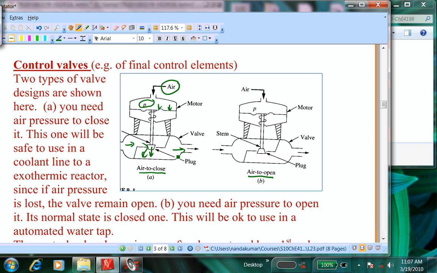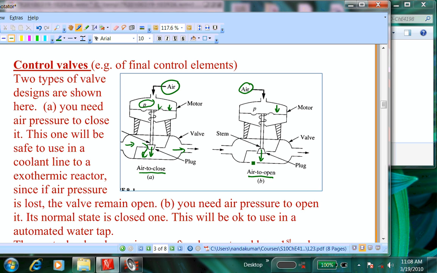Now, if you shut that, you're shutting it. Okay? So this is why we say it is air to close. When you apply the air pressure, it closes. Now, if you look at the other one, when you apply the air pressure, the same mechanism is going to drive this, but the valve itself is inverted. So it's going to open. When you apply the pressure, it's going to open. Why is this important? Is the next question.